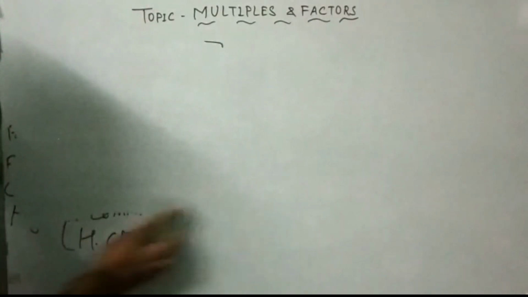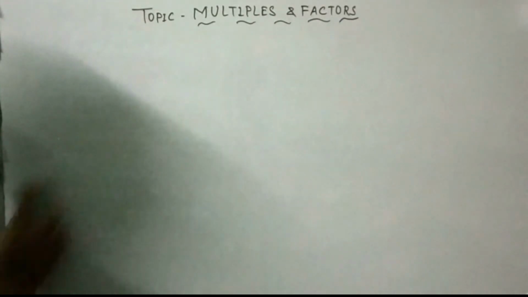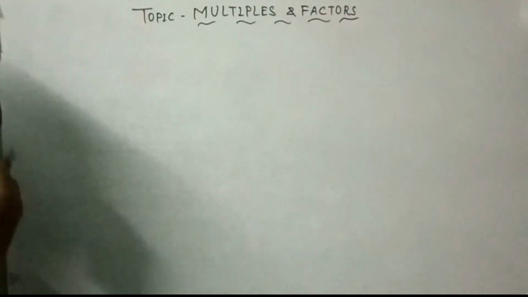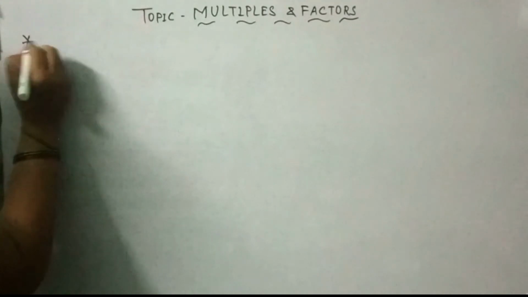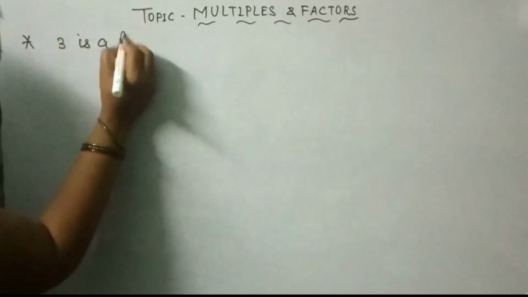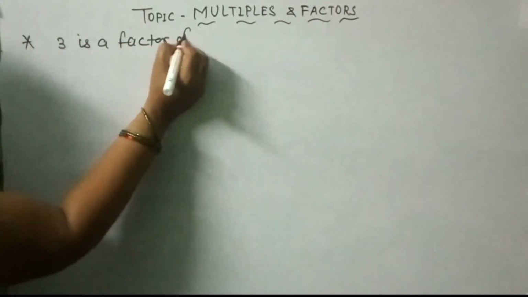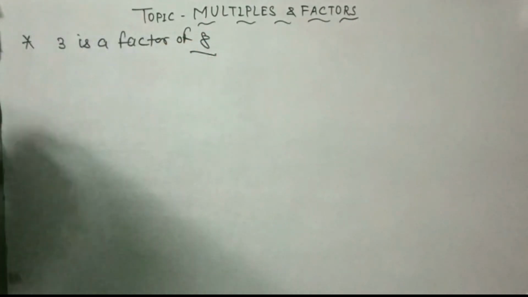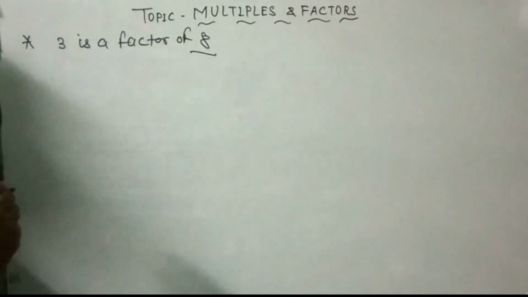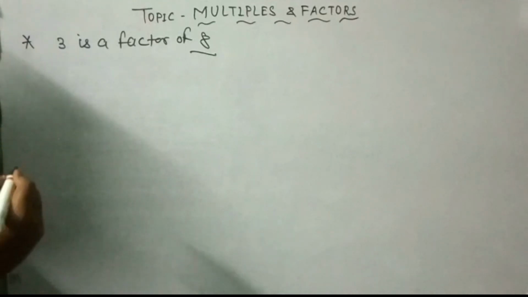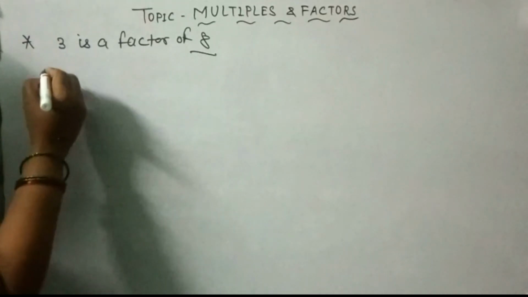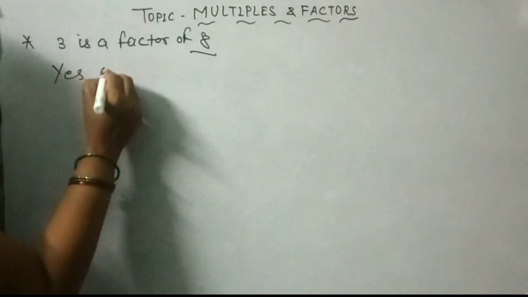Now, I will explain the process for finding the factors. I am taking one question from your book: 3 is a factor of 8. Students, you have to say yes or no. If yes, okay; if no, then why? Say yes or no.